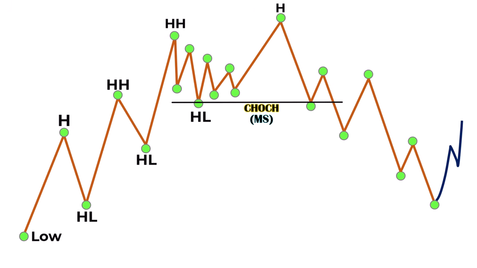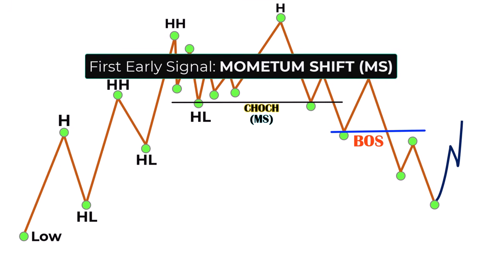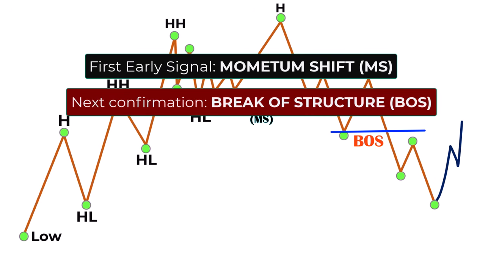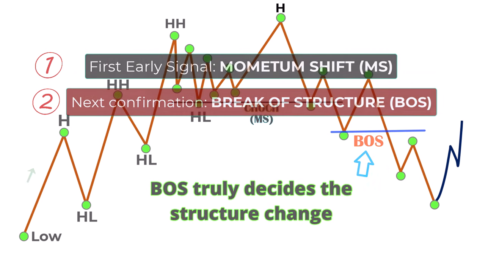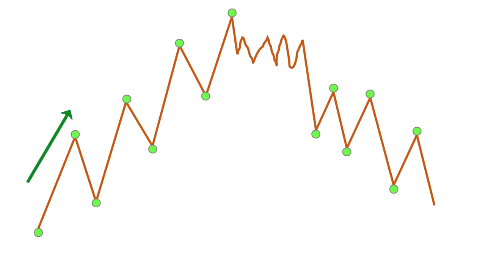After the momentum shift, the next step, the next confirmation, is the break of structure, BOS. This BOS is what tells us the market is now actually shifting direction. The BOS is the confirmation after momentum shift, which is a premature early signal. So first we get MS, then we wait, then we look for BOS. Only after BOS, we say the structure has truly changed. Let's simplify it from bullish to bearish in this example.